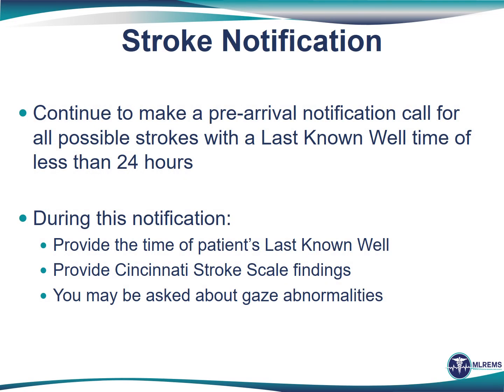So what does the presence of a gaze abnormality mean in my assessment and management of a stroke patient? Well, if you've identified signs of a stroke, we still want you to make pre-arrival notification calls to your receiving hospital for a possible stroke when the last known well time is within the last 24 hours. And the reason for that is that the potential window for treatment is now much broader than the original 3, 4, even 5 hours. And when you're providing that stroke notification, continue to provide the time that's last known well, provide the Cincinnati stroke scale findings, but you may also be asked about a gaze abnormality.